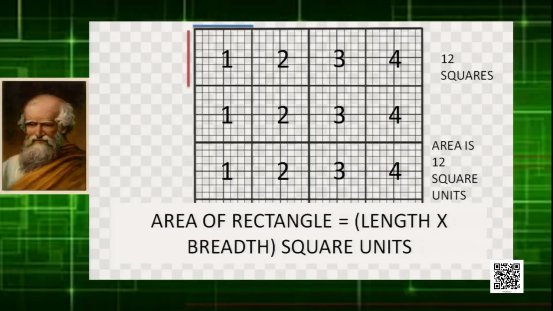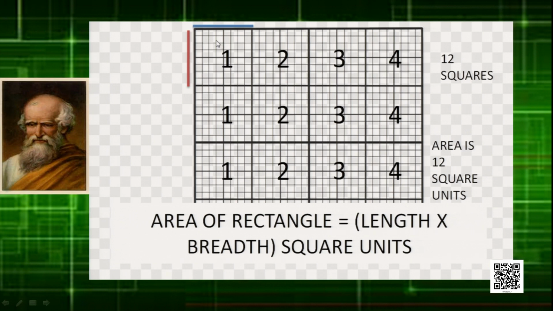Let's have a look at a rectangle. Here in this figure we have a rectangle, because lengthwise it is 4 units, and breadthwise it is 3 units. So, how many unit squares are accommodated in it? You see, in the first row 4, in the second row 4 squares, and in the third row also 4 squares, in total 12 squares. So, we can say that the area is 12 square units.